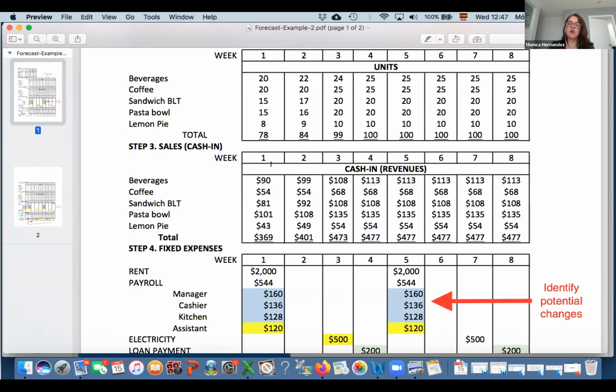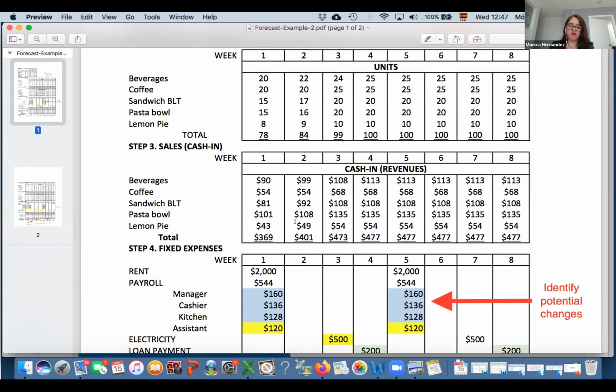So once you have this forecast and you have the price, you only need to do the math, multiplying the number of units per product by the price per product to get the estimated cash in that you are going to get. In this example, week number 1 is 369, and it gradually increases to a little bit less than 500. So this is what money is going to get in.